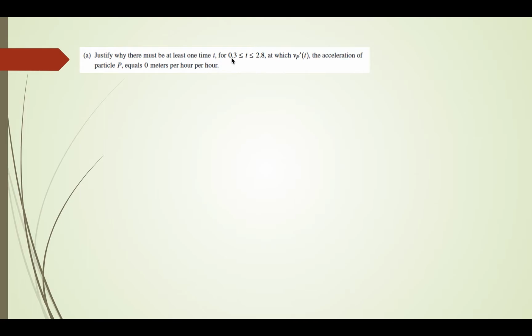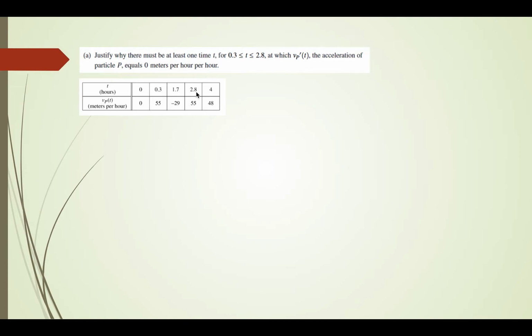So they're essentially saying there's got to be some place on this interval where the derivative is 0. Prove that. Now, we're going to pull this table up here so we can actually see the values. The first thing to notice is that they were very specific about the interval. The problem itself goes from 0 to 4, but they narrowed that down for us from 0.3 to 2.8.